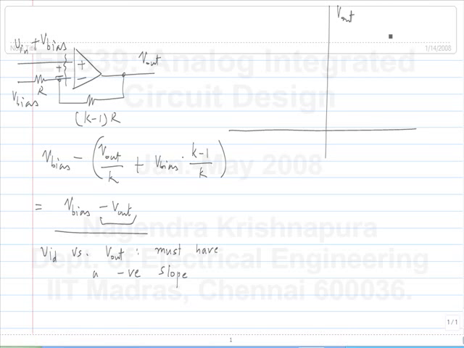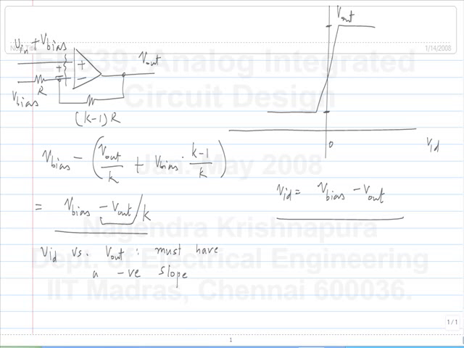So if you plot V out versus VID, because of the op-amp, the characteristics will look something like this. There will be saturation, and when VID equals 0, it goes through some point. Now, this VID versus V out must have a negative slope, and not only that, it should intersect the characteristics at the correct point. So in this case, you want to plot VID equals V bias minus V out by K, right?